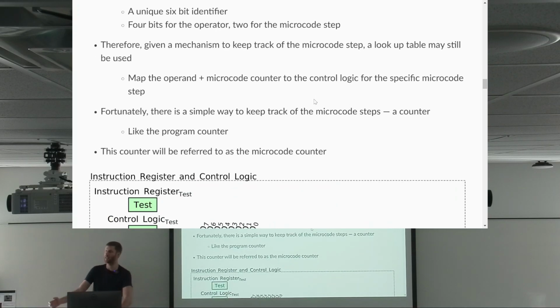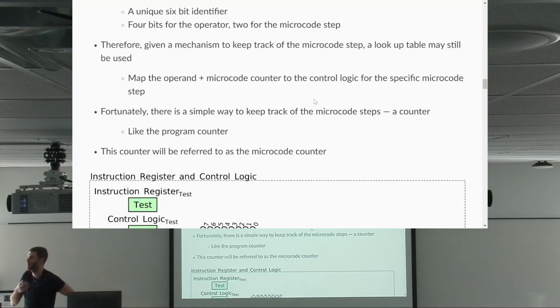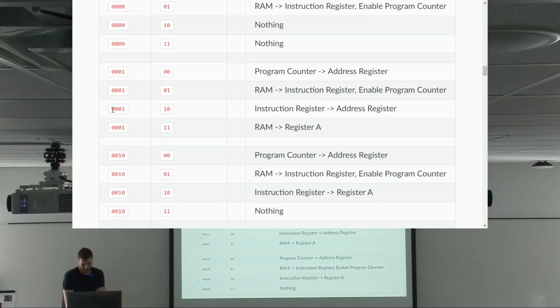Given a mechanism to keep track of the microcode step, a lookup table may still be used. Map the operand and the 2-bit microcode counter step to the control logic for the specific microcode step, right? If I saw 000110, I would do instruction register out, address register in, and all of the signals would be 0. That's that microcode step, the patterns for the control logic, the control signals.